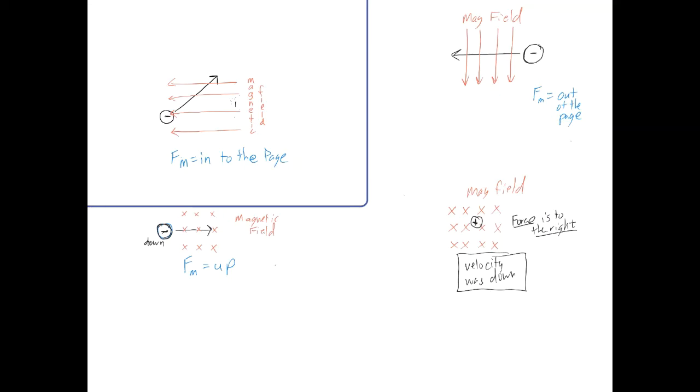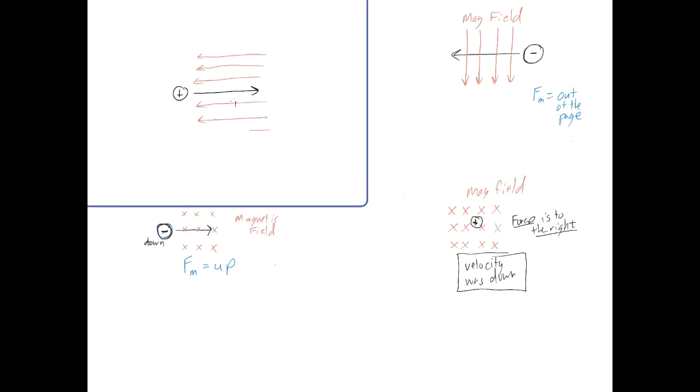All right. Last one. Let's look at one more. We're going to get rid of the one we just did. Okay, it's done. And we're going to do one more. All right. What about this? We'll go back to a positive charge. We've got a positive charge moving to the right, and we've got a magnetic field which is directly to the left.